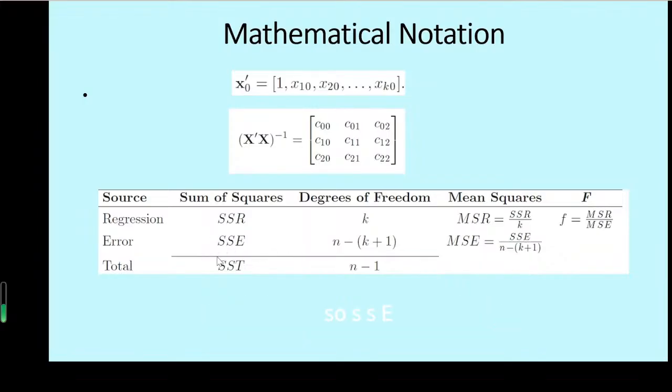SSE is the sum of squared errors, which is the error term sum for all the observations. An error term is the difference between the observed value and the value on the regression line. So SSE is the difference between SST and SSR. And SST is the whole sum of variation of the observations against their mean.